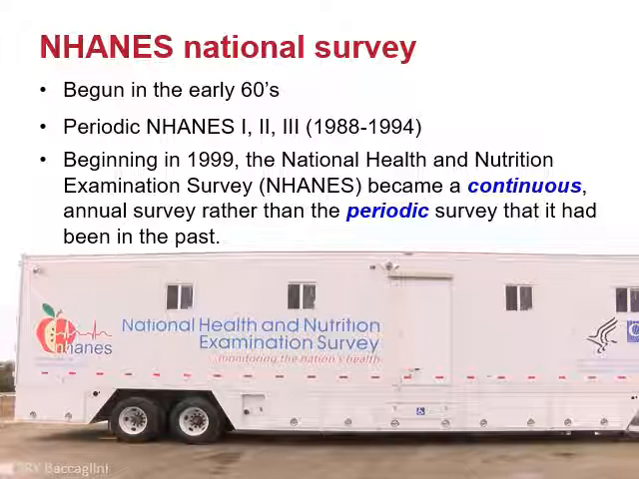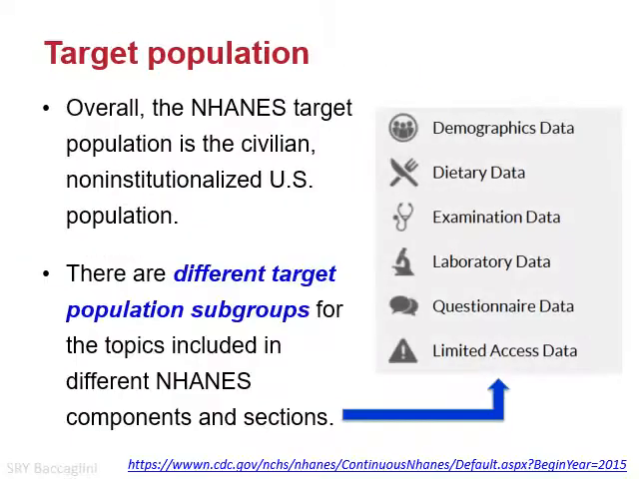So what happened then, beginning in 1999, is that the enhanced survey became a continuous survey. That means it was done more on an ongoing basis rather than the periodic survey it had been in the past. So the target population is the civilian non-institutionalized US population. If you're a civilian and you're not in an institution, then you could be called to participate in the study.